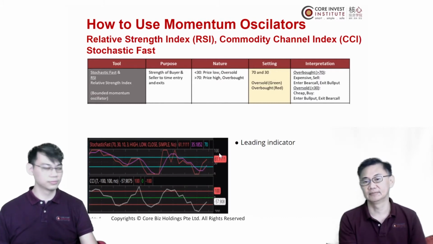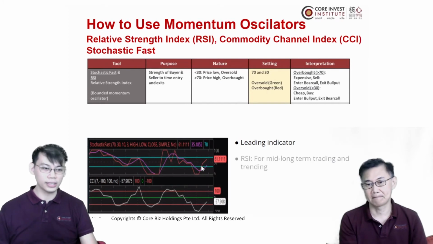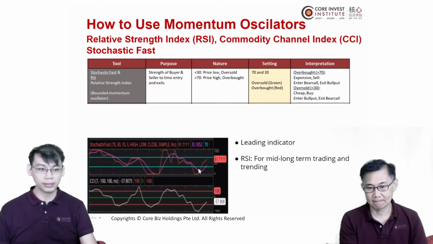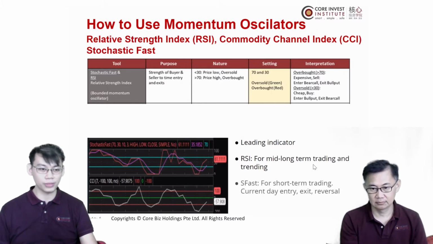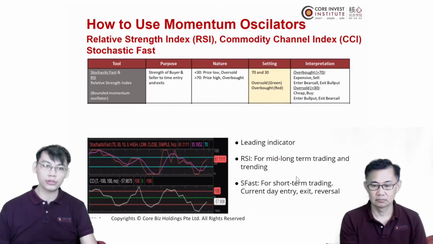I see, okay. The next thing we're going to share with you, other than the stochastic fast, will be the RSI. The RSI is for mid to long term trading and trending, whereas the stochastic fast is for short-term trading, which we can mostly use for the current day's entry and exit, or looking out for a reversal.